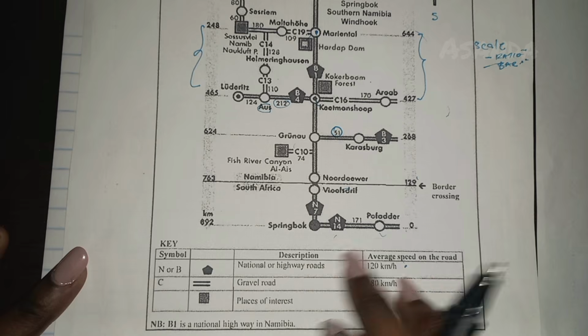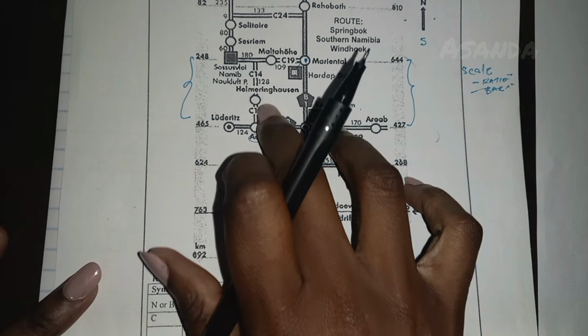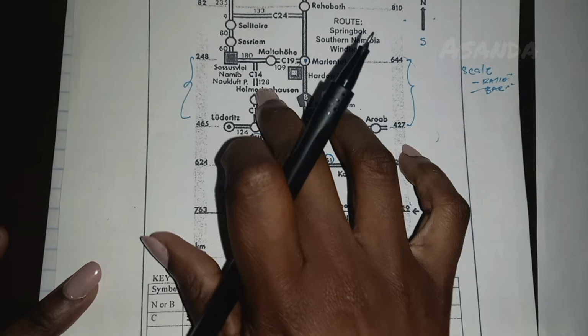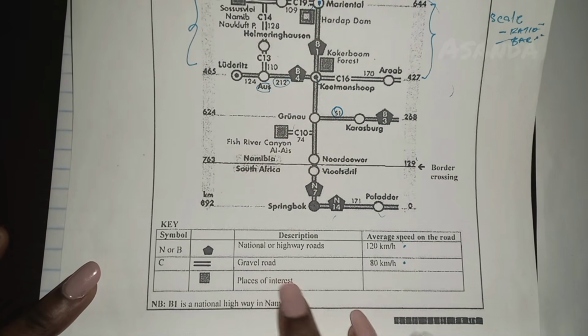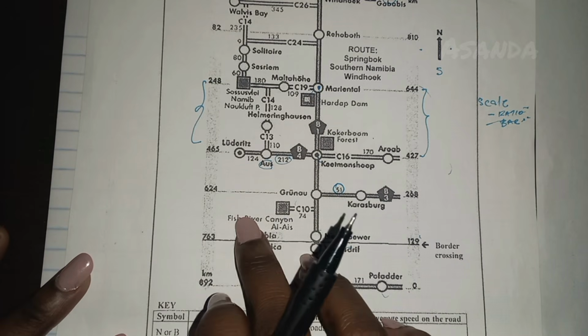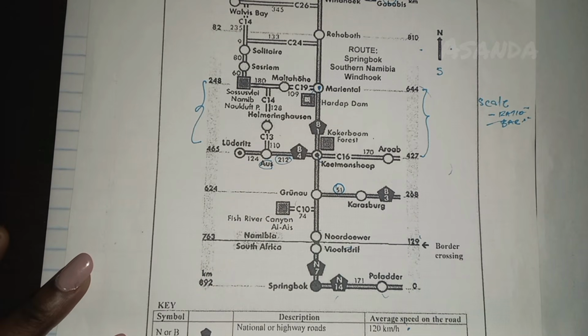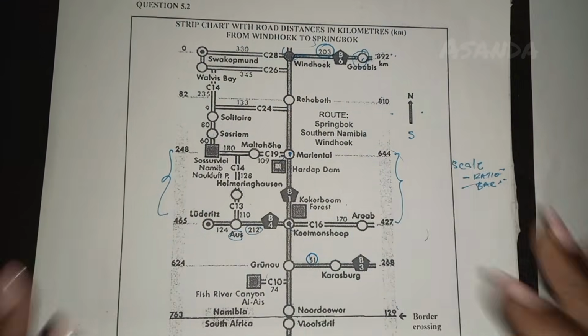And then we have gravel road. If you look at this road here, this looks like what they're talking about when they're talking about a gravel road. I think these are gravel roads maybe. And then places of interest. Let's see, one place there, Fish River Canyon. Somewhere there to enjoy. Okay, that's done.